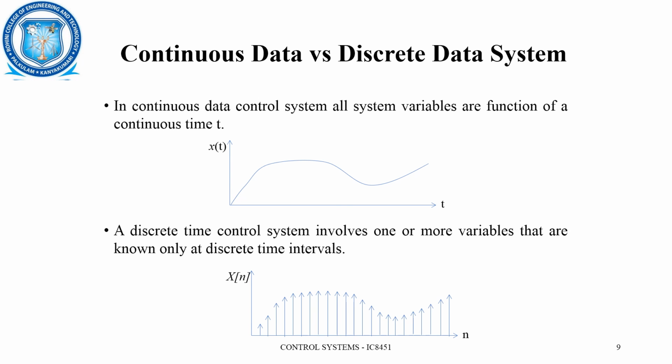While considering continuous data versus discrete data systems, in a continuous data control system, all the system variables are represented as a function of continuous time. So we get a curve in that case, and here the output is represented as x of t, with time as the input. With respect to time, we have drawn the graph. A discrete control system involves one or more variables that are known only at discrete time intervals. The sampling times are referred to as small n, and the samples are referred to as x of n.